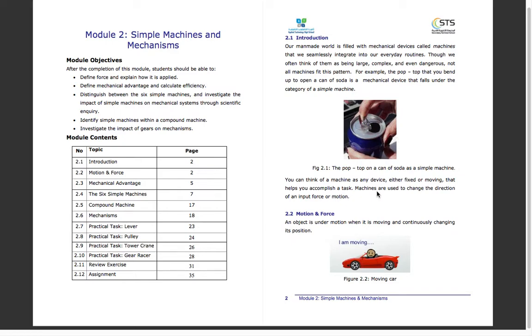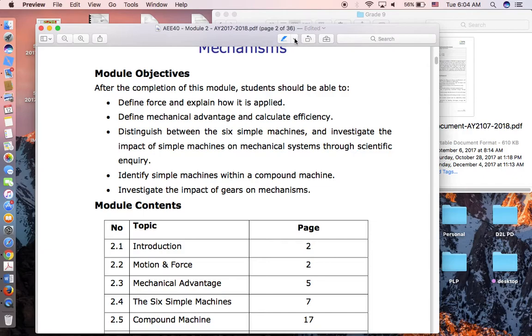What is a simple machine? A machine that makes your life easier is a simple machine. What is motion? An object is under motion when it is moving and continuously changing its position.